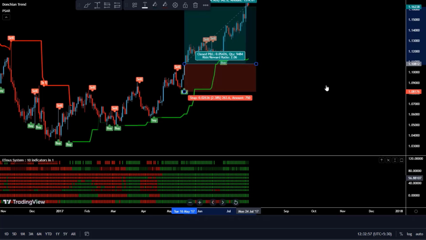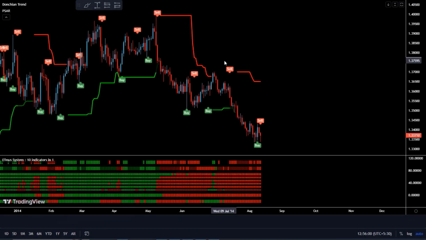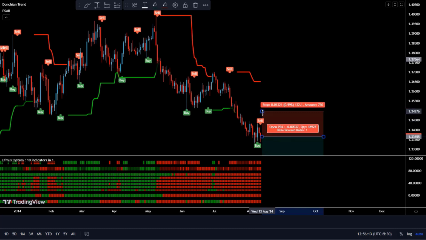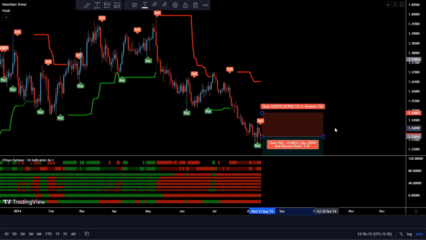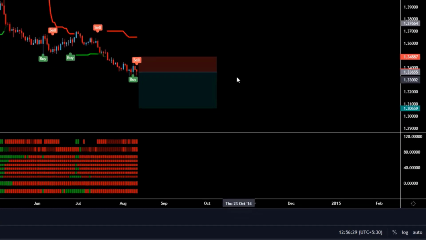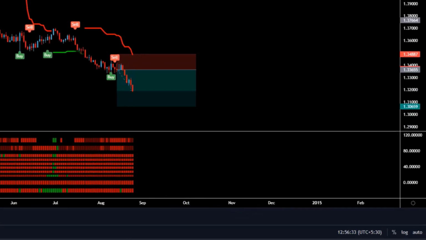For short trades, we're going to reverse all the conditions. First, the parabolic SAR indicator should print a sell signal. Second, at the time the sell signal is printed, all the 10 lines of the IFMA system should be colored bright red. If any of the lines is not bright red, that setup becomes invalid. We're going to enter a short trade here, stop loss above the most recent swing high. And for the take profit, we're going to set it at 2x the risk, we let the trade run and take profit.